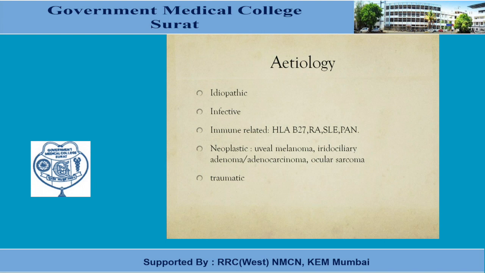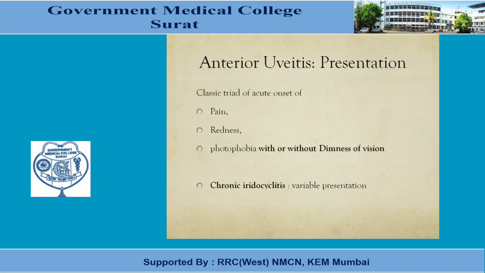Okay? Next. So what will be the presentation of anterior uveitis? Iritis, iridocyclitis and anterior cyclitis, right? So there will be a triad of pain, redness, photophobia with or without dimness of vision. Why with or without? Because unless and until it causes too much of inflammatory cells in anterior chamber or they deposit on cornea, it will not cause dimness of vision till then.